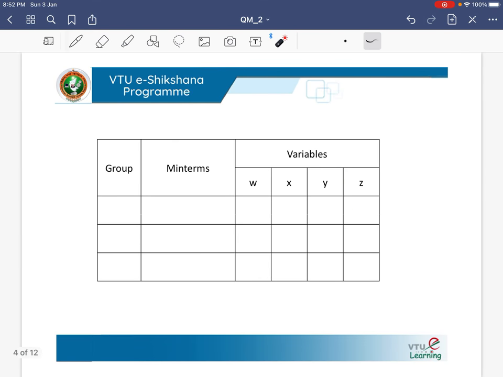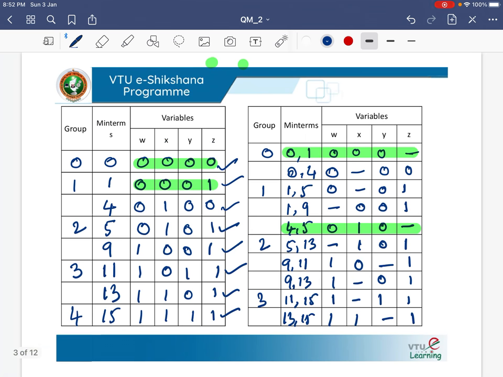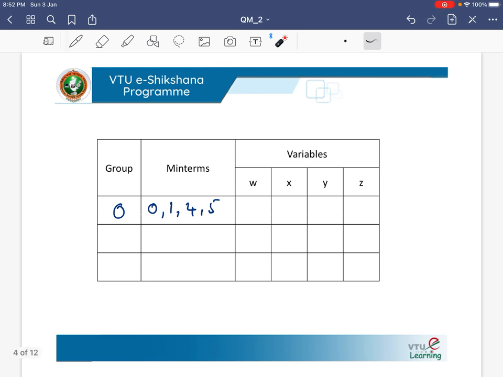And in the next step, we write it as group 0. We can write it as 0, 1, 4, 5. And wherever there is a dash, that dash has to be indicated as it is. And where there is a position change, it should also be indicated by the dash. Therefore, we write it as 0, dash, 0 and dash.